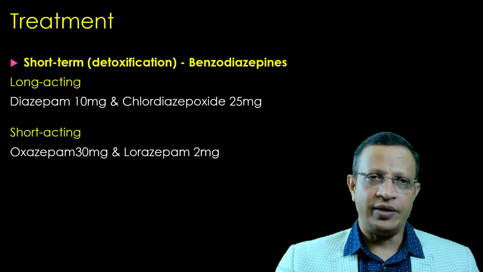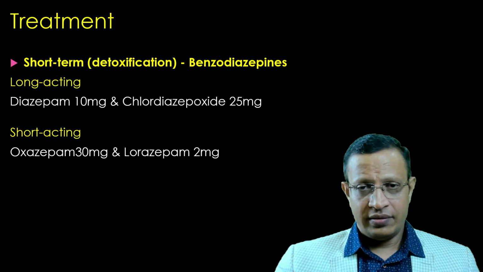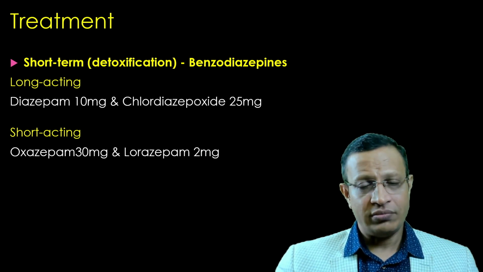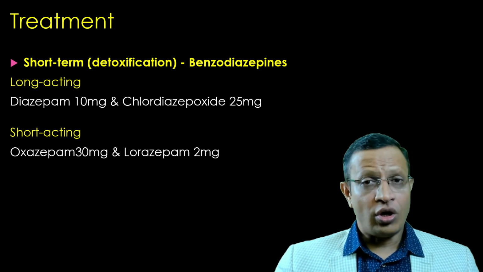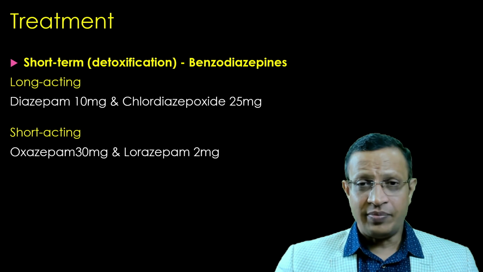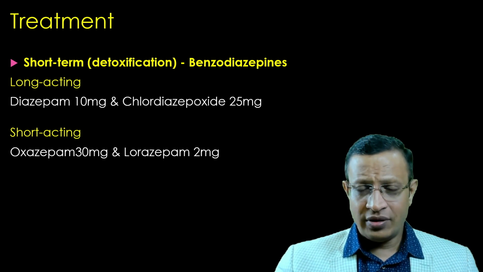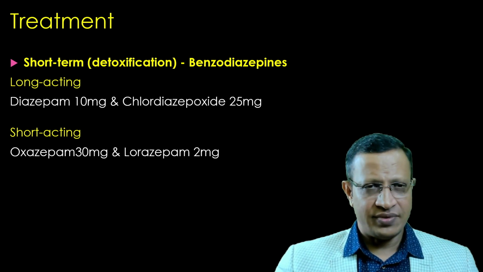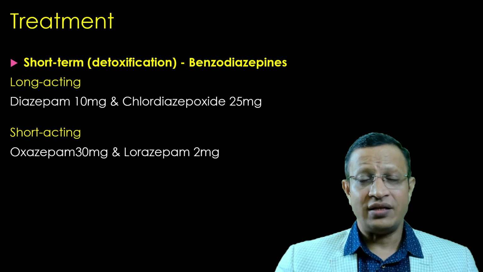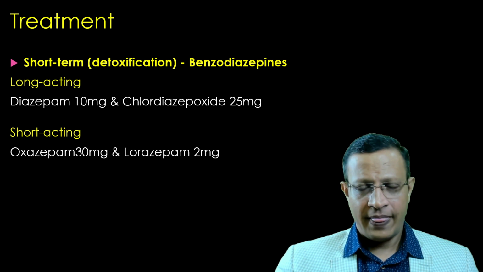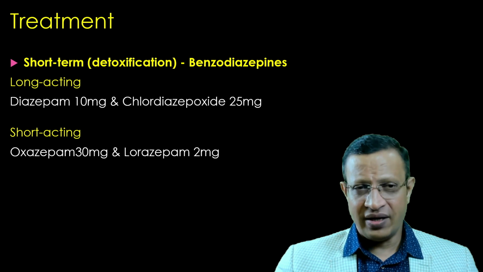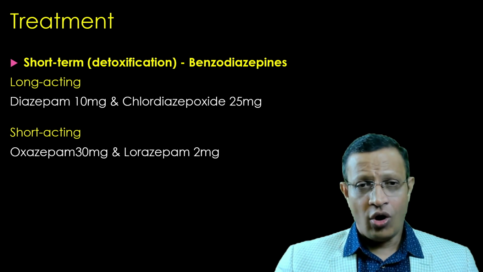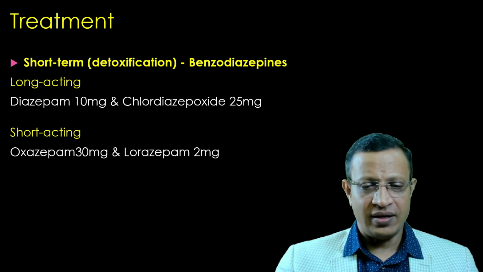Let's discuss the treatment. There are two important things: one is short term, another one is long term. Let's discuss the short term. Short term is detoxification. That means detoxification is aimed at decreasing the withdrawal symptoms. Here you can choose either a long-acting benzodiazepine or a short-acting benzodiazepine. Long-acting ones such as diazepam or chlordiazepoxide can be considered. Short-acting oxazepam or lorazepam can be considered.